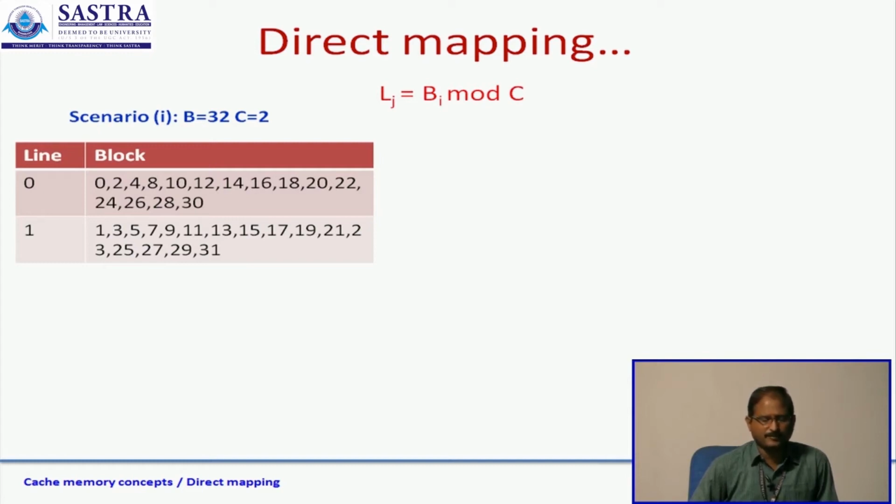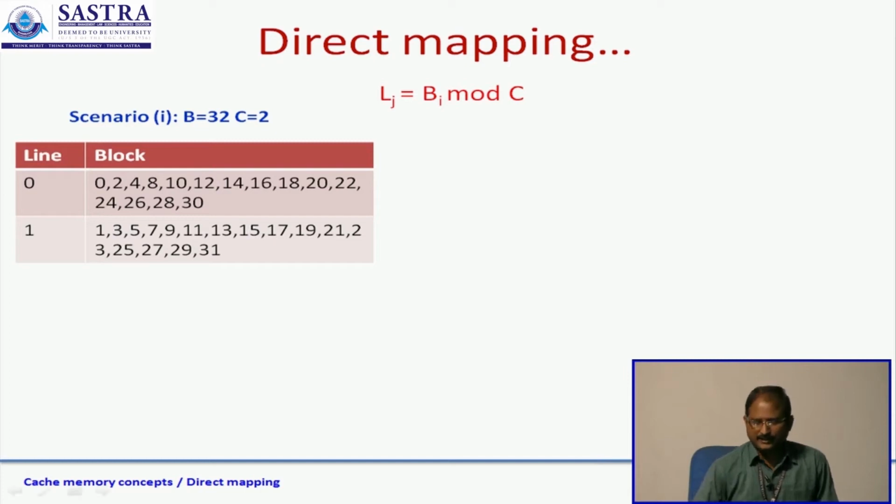This is a very simple problem. So you can see here in line 0, blocks B0, B2, B4, etc., up to B30 are going to be mapped. Similarly, in line number 1, B1, B3, B5, etc., finally B31 will be mapped. So this is the arrangement or mapping mechanism if we have B equal to 32 and C equal to 2.